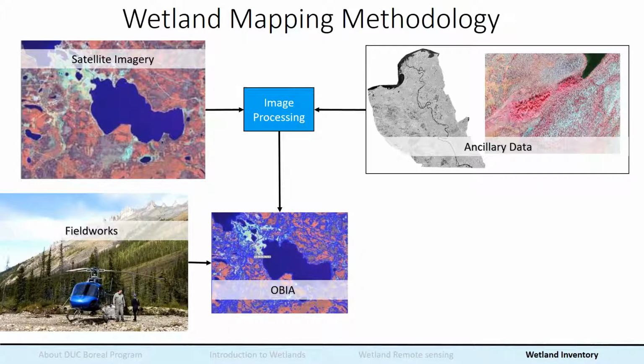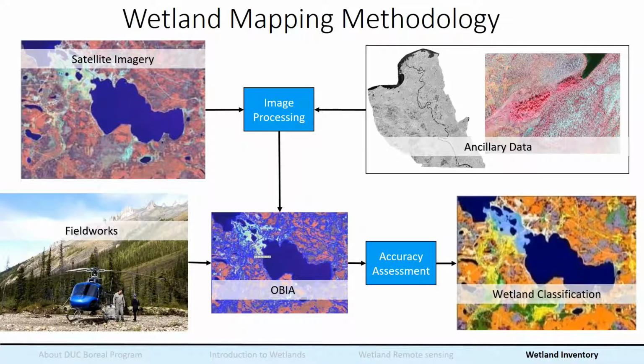And so in fieldwork, we collect detailed vegetation as well as lots of photos around the area. And this goes into giving us training data and validation data for our accuracy assessment. And once we finish our accuracy assessment, we have our final wetland classification.